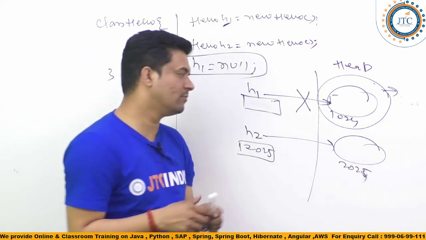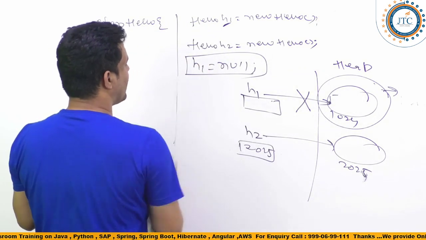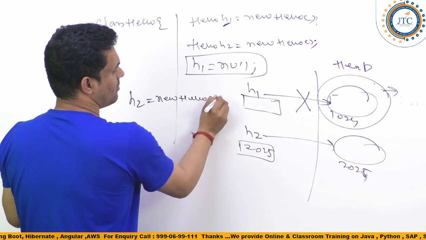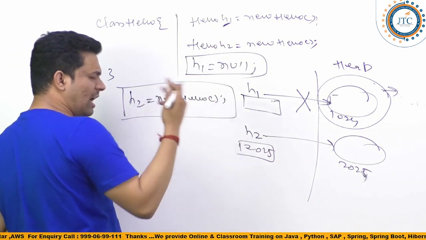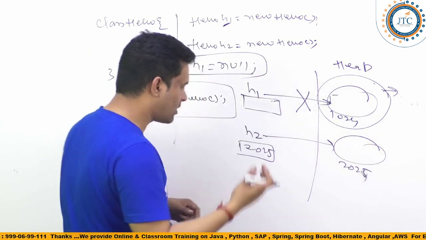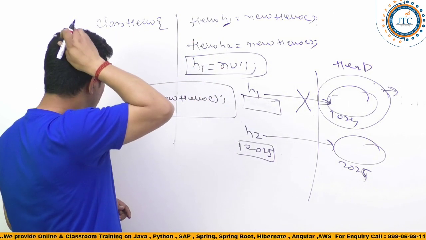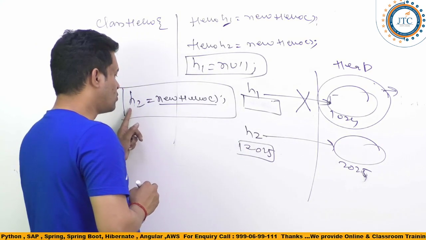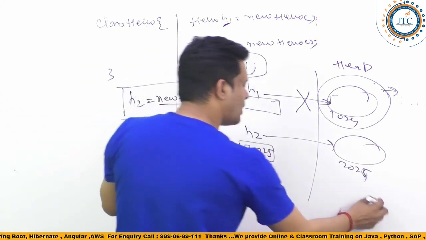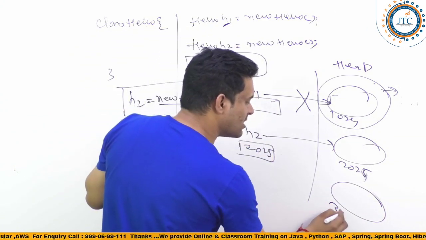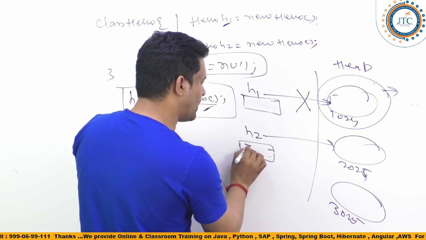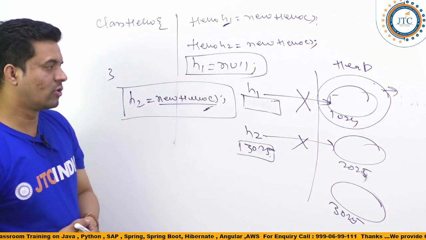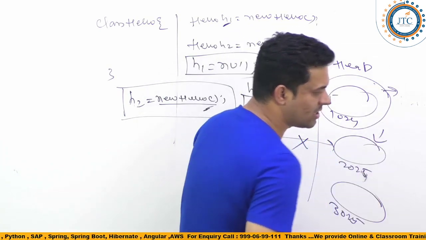Now next, when in h2 you write a new object, you have created one more. Like that, there are many cases. In my book I have given all these things, so those who have it can refer to that. So when I write h2 is equal to new Hello, it means one more object is created, maybe 3025, and 2025 will no longer be pointed to by h2. So again this is also going to be eligible for the GC.